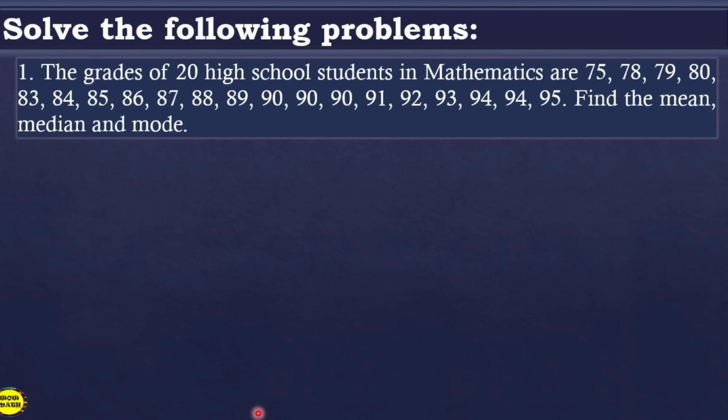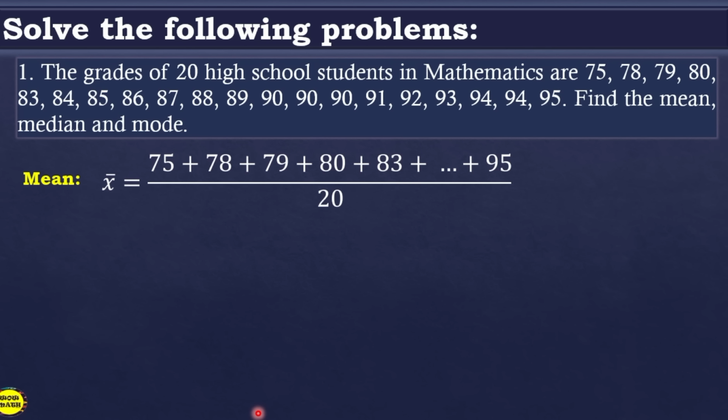Okay, so kunin natin yung tatlo. So for the mean, add lang natin yung 20 na grades. Okay, so hindi ko na nilagay lahat kasi masyadong mahaba, no? So i-add nyo lahat ng 20 na grades, so from 75 to 95, and divide it by 20. So the answer will be 87.15. So that is the average of 20 high school students in mathematics. Next, median. So anong tatandaan natin kapag kukunin natin yung median?